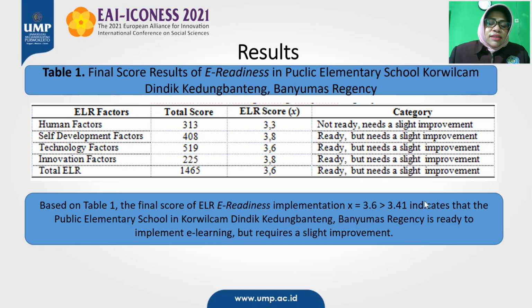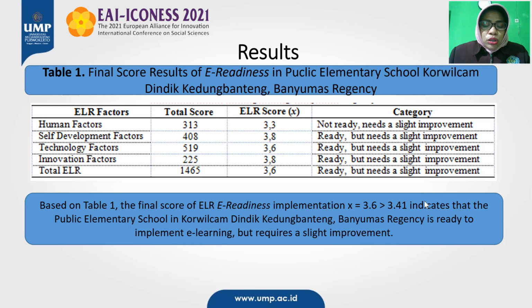This is the result of the research. Table 1 is the final score result of E-Readiness in Public Elementary Schools, Korwilcam Dindik, Kedungbanteng, Banyumas. For the human factor, the total score is 313, then the ELR score is 3.3, it means the school is not ready, needs a little improvement. For the self-development factor, the total score is 408, then the ELR score is 3.8, it means the school is ready but needs a slight improvement. For the technology factor, the total score is 519, then the ELR score is 3.6, it means the school is ready but needs a slight improvement.